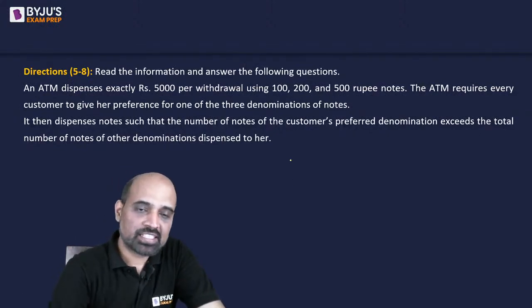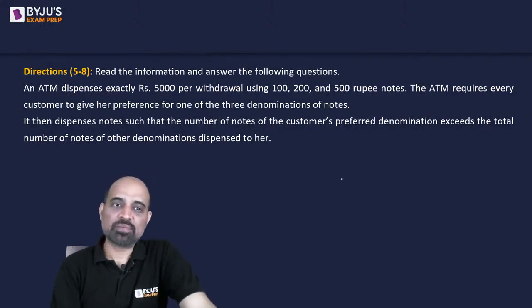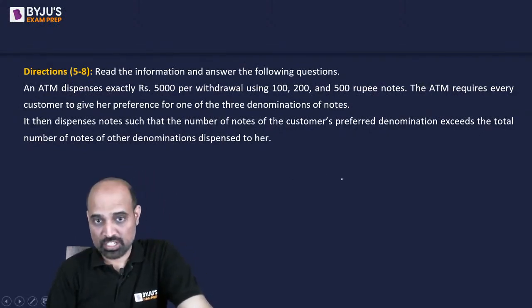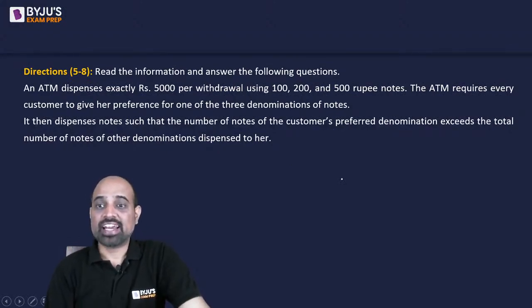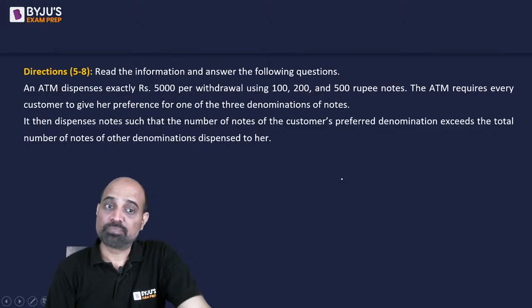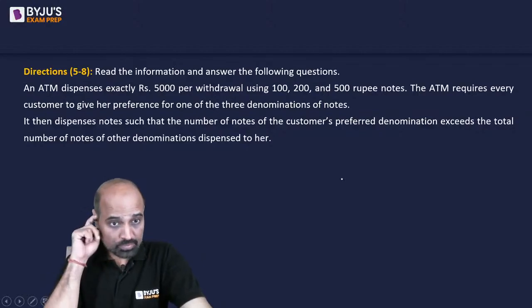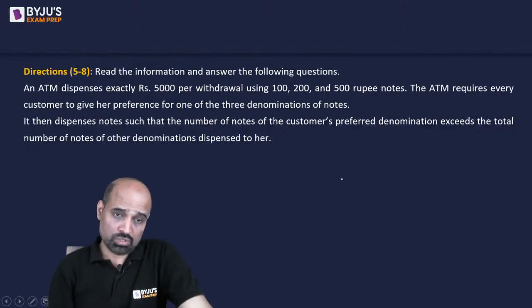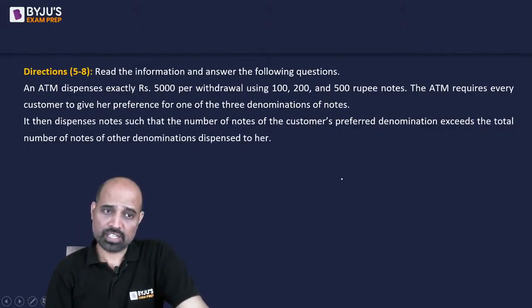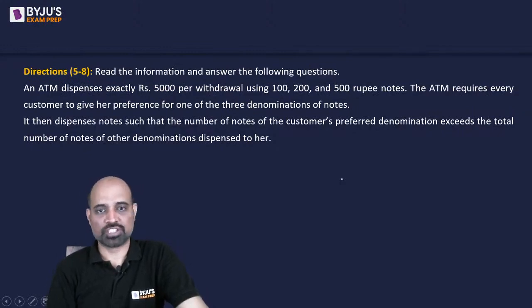Okay, let's look at the next set now. An ATM dispenses exactly rupees 5,000 per withdrawal using 100, 200 and 500 rupee notes. The ATM requires every customer to give her preference for one of the three denominations of notes. It then dispenses notes such that the number of notes of the customer's preferred note denomination exceeds the total number of notes of other denominations dispensed to her.